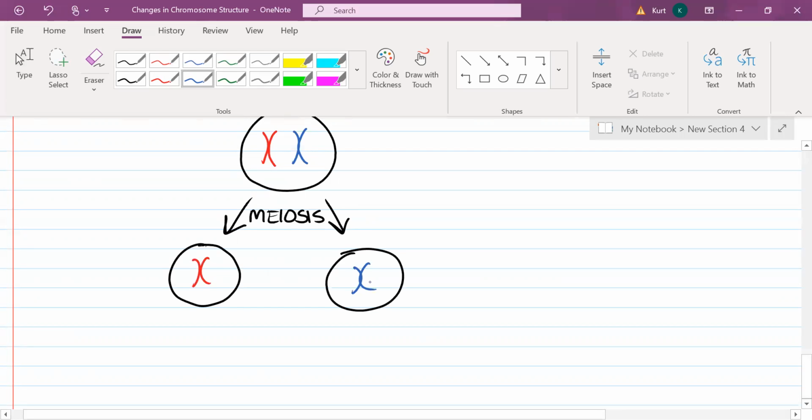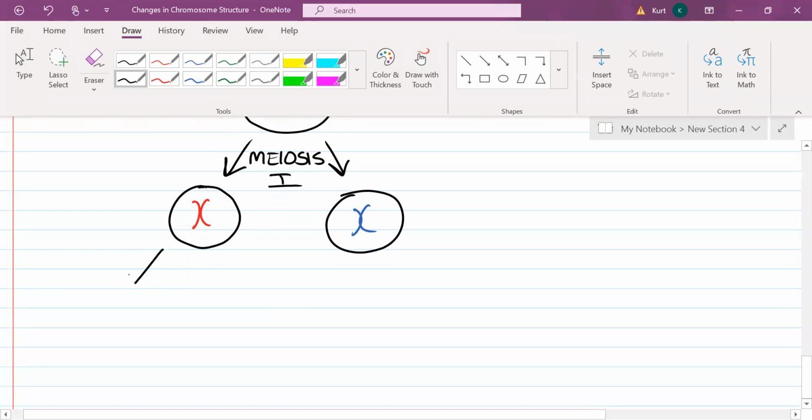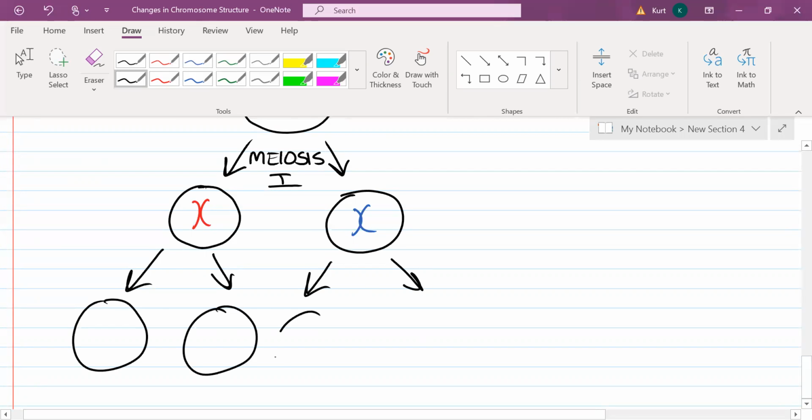Does that appear to be an even separation and division to you? 2 together, now 1 and 1? Yes, that's normal. So this is meiosis 1. Let's move on to meiosis 2. They're going to divide again.